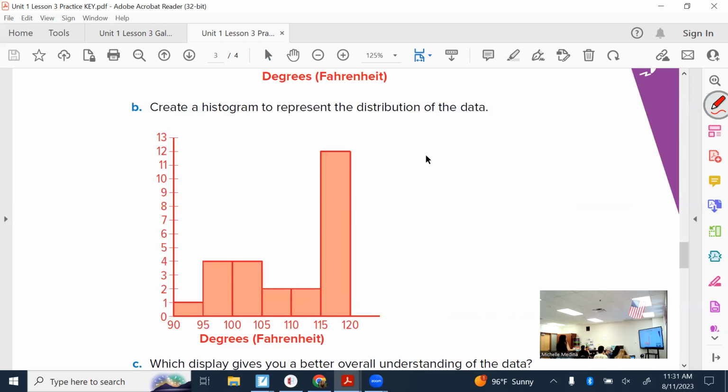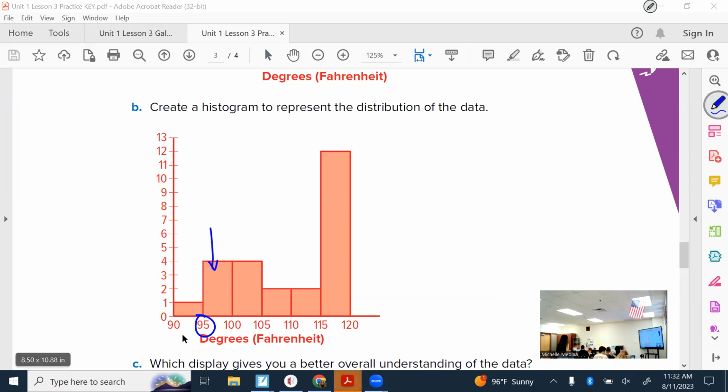Would I have more bars or less bars if I make the intervals bigger? I would have less bars. Because if I did make the intervals bigger, then these first two bars would merge together, the second two would merge together, and the third two would merge together. So you could have done it differently and still be right. If you did intervals of 5 and it doesn't look like this, then we got something wrong.